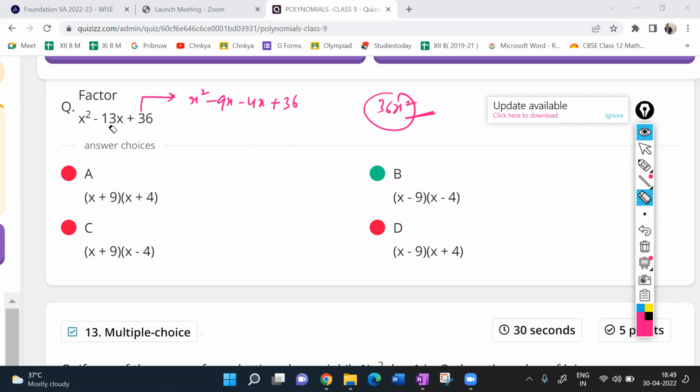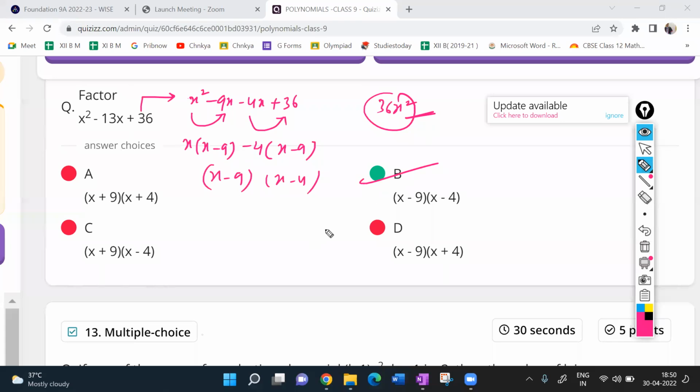So now, taking x common from these two terms, x minus 9, and taking 4 common from these two terms, minus 4. So x minus 9 is common again, into x minus 4. Option B is correct.